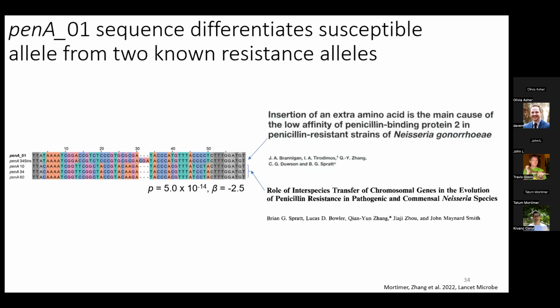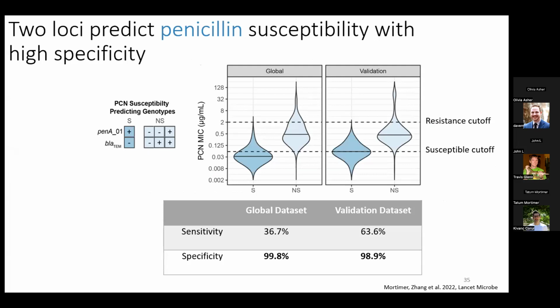What's kind of neat about this sequence is that it actually differentiates the susceptible allele from two different known resistance alleles. One is an insertion at codon 345 in penA, and the other are these mosaic alleles that have been acquired from commensal Neisseria, which, while they don't have that insertion, have quite a different sequence in the same region. And if we combine that particular sequence with the absence of the beta-lactamase gene, we can predict susceptibility with very high specificity, both in our global data set, which we used for the GWAS, but also in a validation data set of surveillance data from here in the United States.